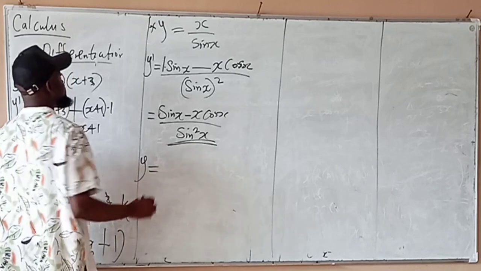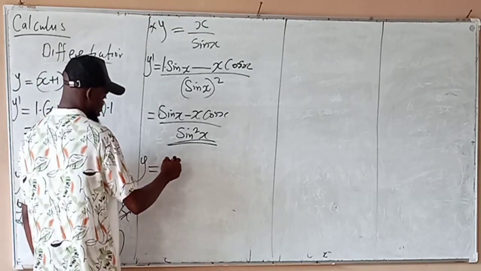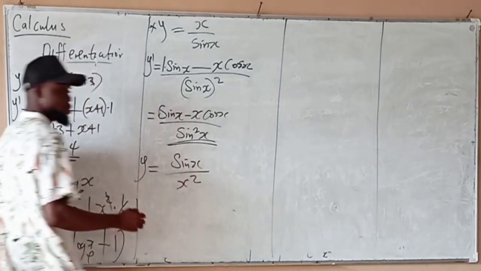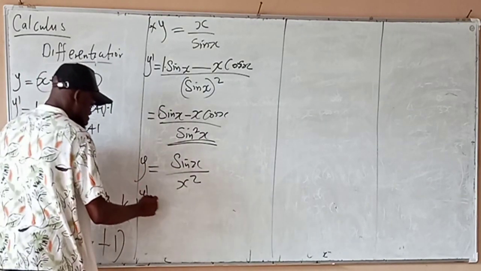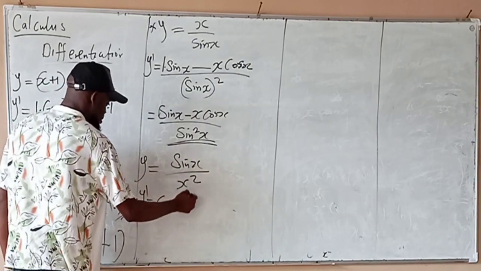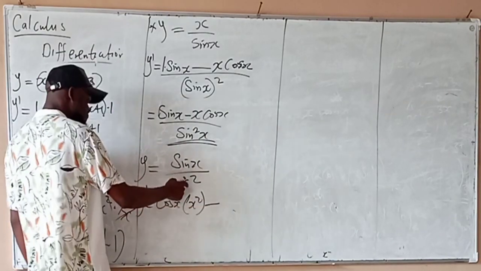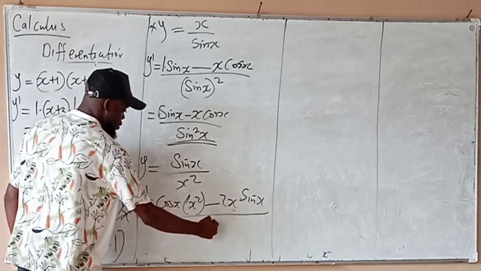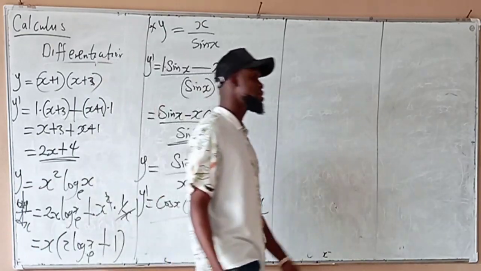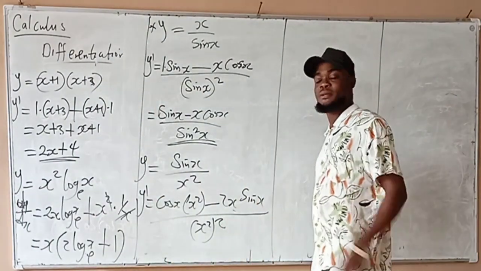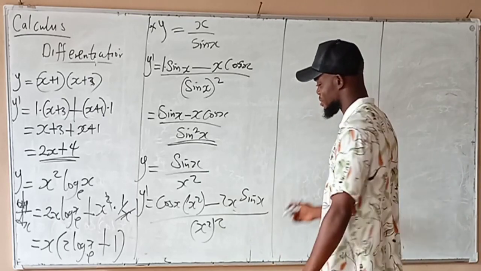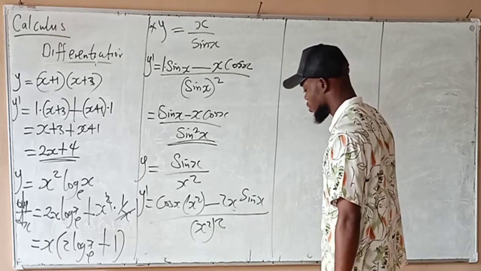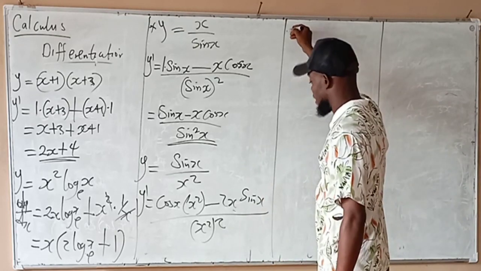So y is equal to sin x over x squared. The y prime will be: differentiate the first one, you have cos x, then you leave the second one. Minus, remember the second one, you have 2x, then you leave the first one, over the second one, the denominator, squared. It's a very simple thing, 100% simple. Do you know what I'm talking about? Very, very simple.